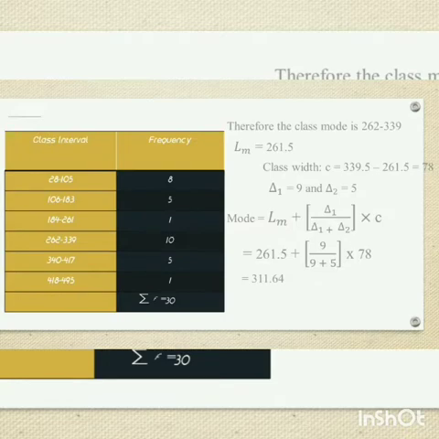To find mode, we have to find the class which has the highest frequency. Then we must calculate the differences of the upper and lower class of mode class. So the difference of upper class is 9 and the lower class is 5, and put all the data inside the formula given, and we found 311.64 is the mode for academic qualification level in polytechnic.